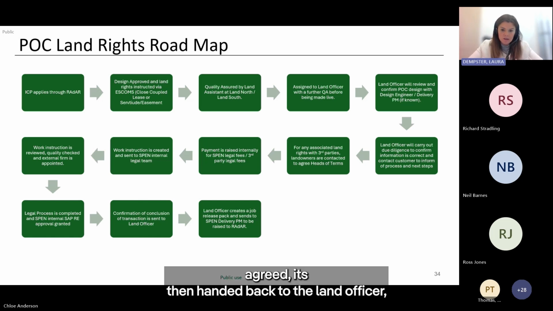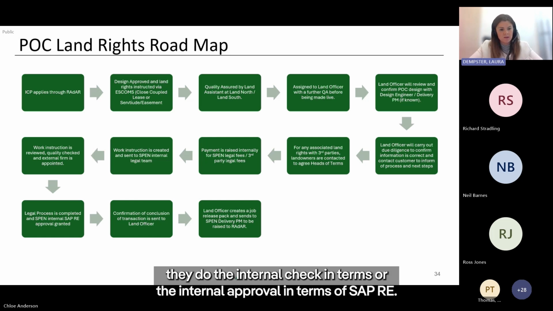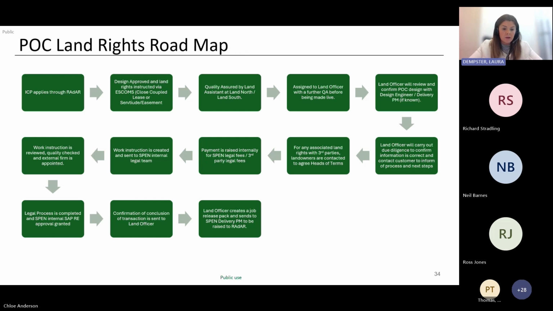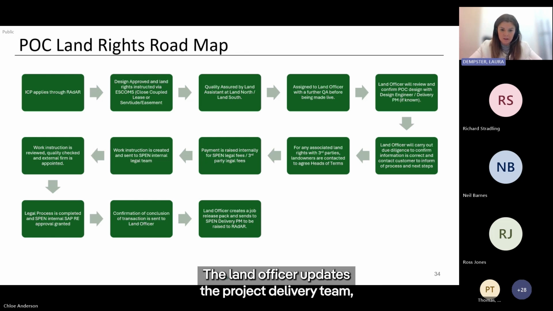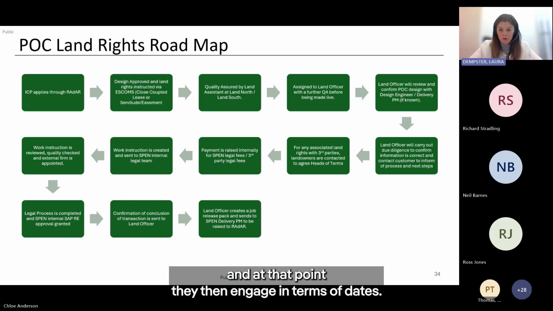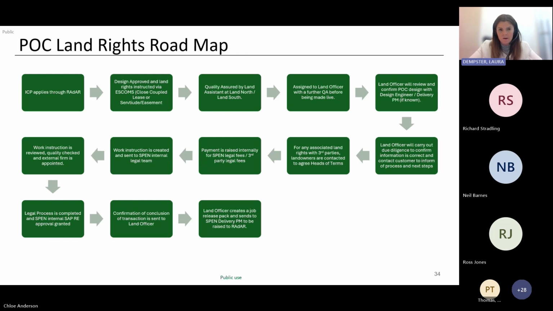Once the documents are agreed, it then is handed back to the land officer. They do the internal check, or the internal approval, in terms of SAP-RE. It then is brought to a conclusion. The land officer updates the project delivery team, and at that point they then engage in terms of dates.